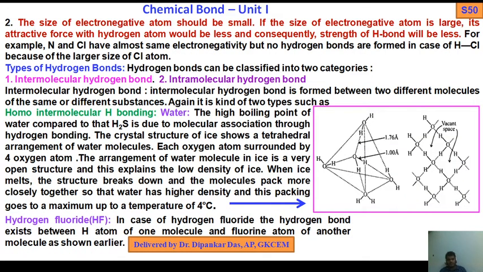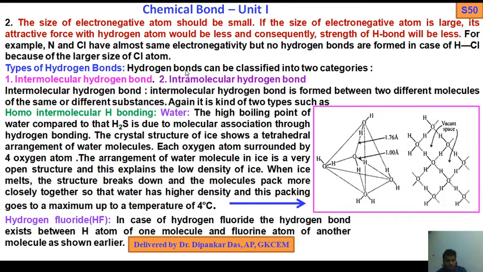Another condition: the size of electronegative atoms should be small. If the size of the electronegative atom is large, its attractive force with the hydrogen atom would be less, and consequently the strength of the hydrogen bond will be less. For example, nitrogen and chlorine have almost the same electronegativity, but no hydrogen bonds are formed in the case of HCl because of the larger size of the chlorine atom.